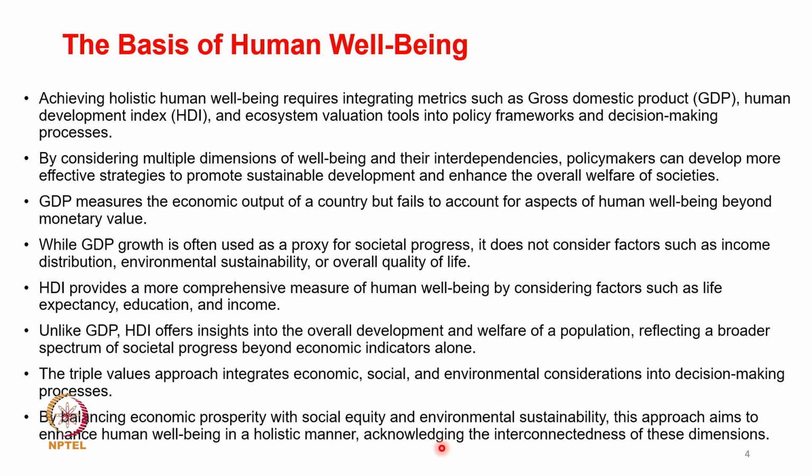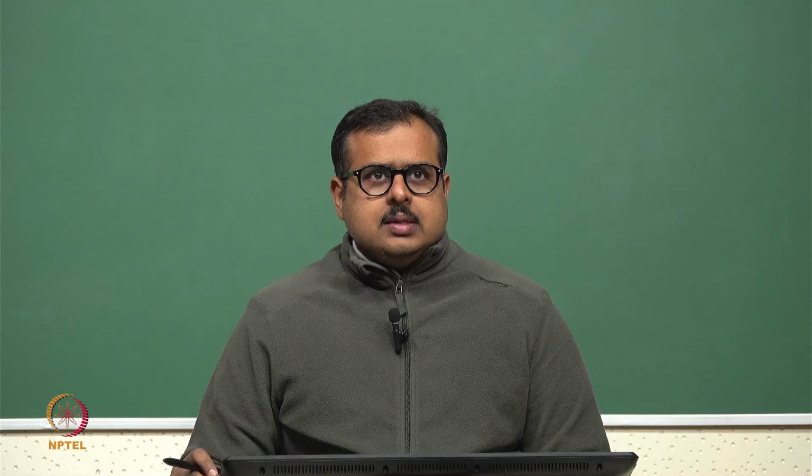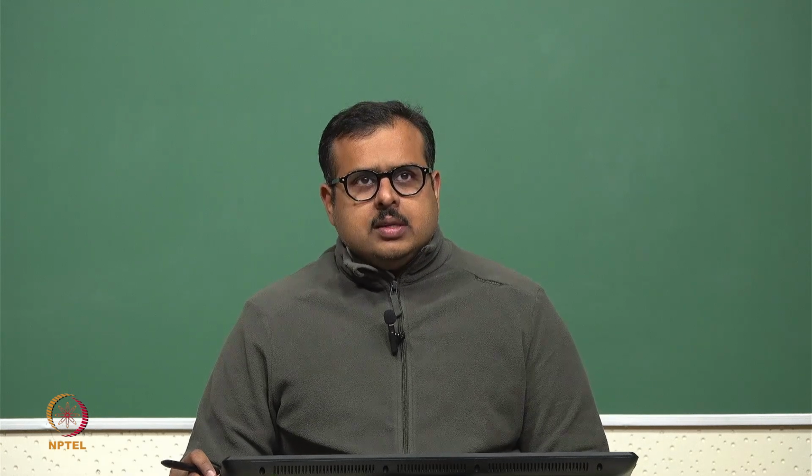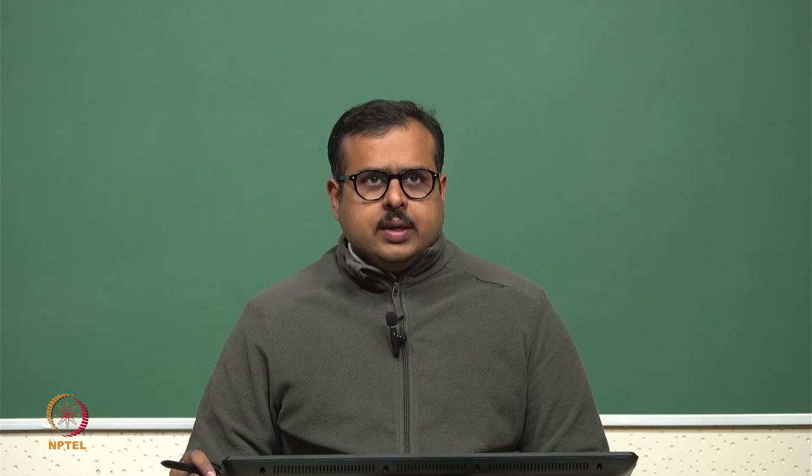Achieving human well-being is not just about yourself. You have to integrate metrics such as GDP, which is the gross domestic product, the human development index, and ecosystem evaluation tools into policymakers' decision making. We'll talk about each of these now. By considering multiple dimensions of well-being and their interdependencies, policymakers can develop effective strategies to promote sustainable development and enhance the overall welfare of society.